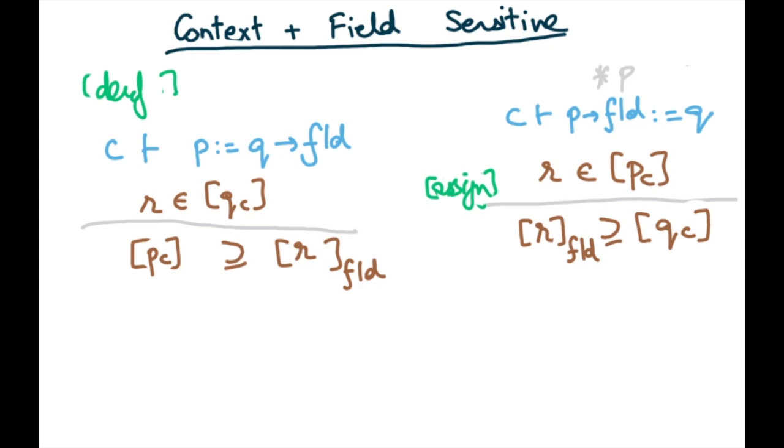Recall that field sensitivity requires you to have a certain amount of type safety. You cannot do pointer arithmetic or unrestricted fields. But when you can do field sensitive analysis, it's a very useful way of improving precision.